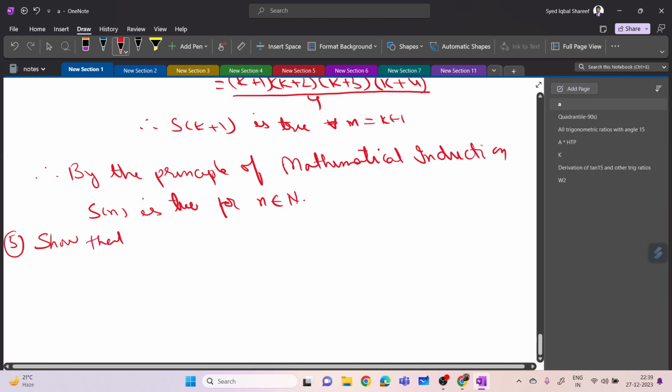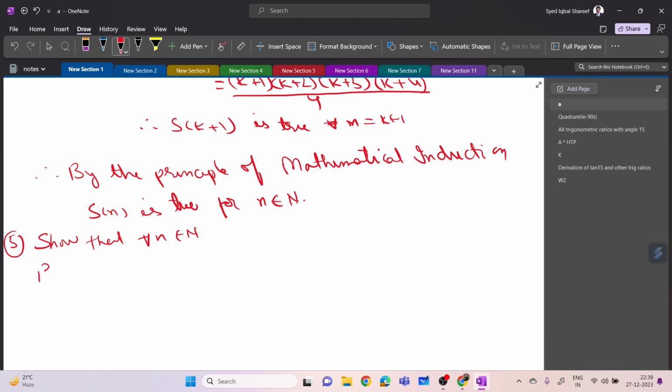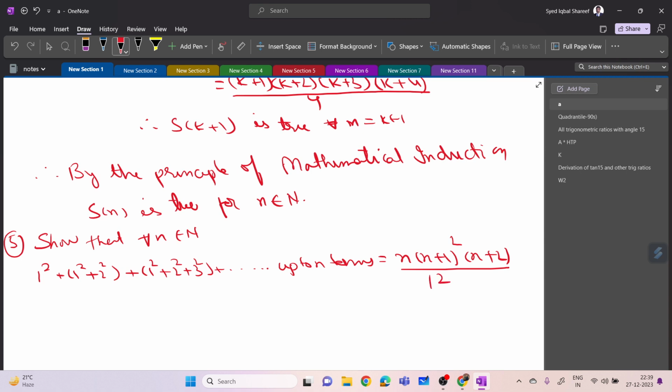Problem number 5. Show that for all values of n belonging to natural numbers, 1 square plus 2 square plus 3 square, and so on, up to n terms, equals n into n plus 1, 2n plus 1 by 6. We have to prove it by mathematical induction, all problems by MI only.